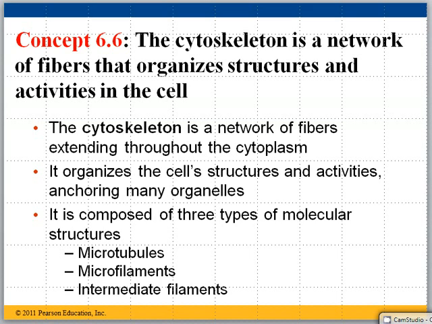There's something called the cytoskeleton, and it's a network of different types of fibers that organize structures and activities inside the cell and provide a framework, sort of like a skeletal system for the cell inside. The cytoskeleton is made up of mainly three different types of structures. One of those is called the microtubules, and those are the larger of the structures.